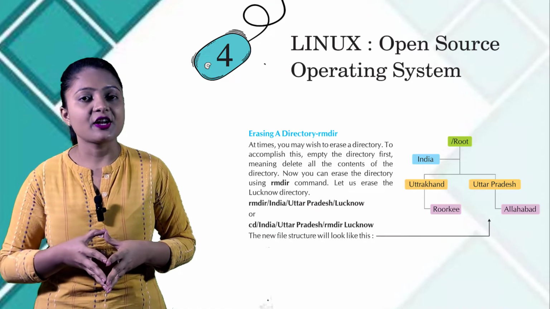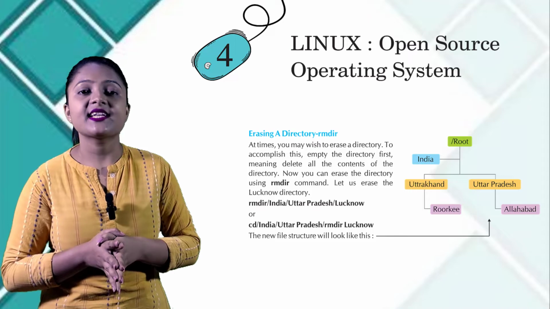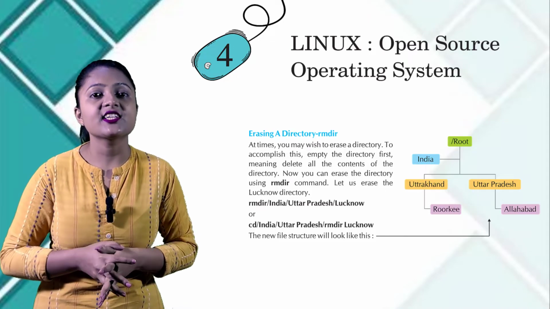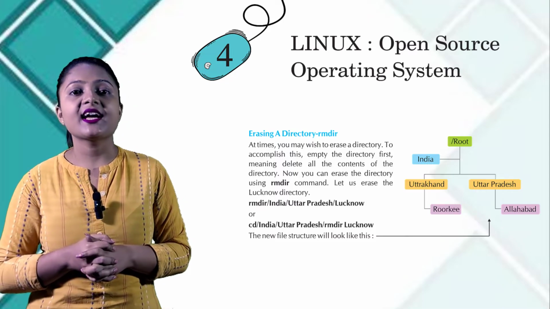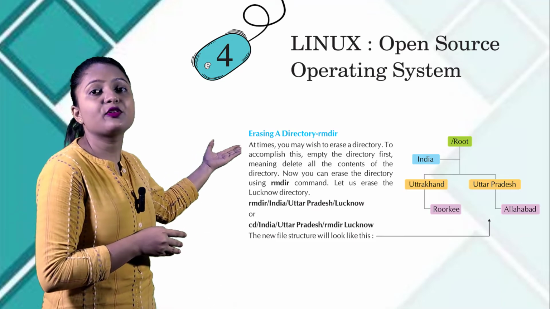Let us erase the Lucknow directory. rmdir /India/Uttar Pradesh/Lucknow, or cd /India/Uttar Pradesh/Lucknow/rmdir Lucknow. The new file structure will look like this in this flowchart.